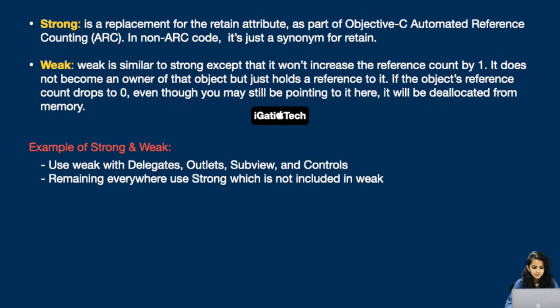Next property type is strong. Strong is a replacement for the retain attribute as part of Objective-C automated reference counting. In non-ARC code, it's just a synonym for retain.